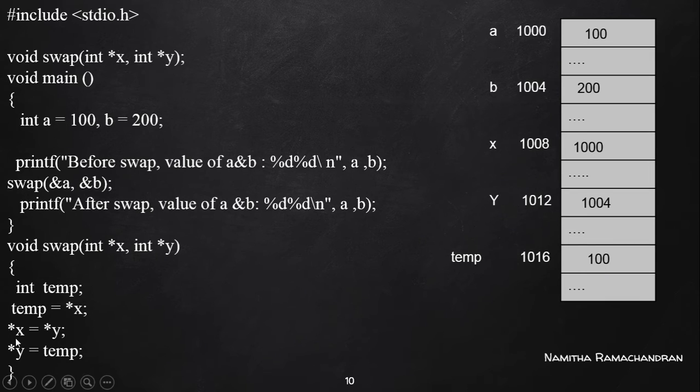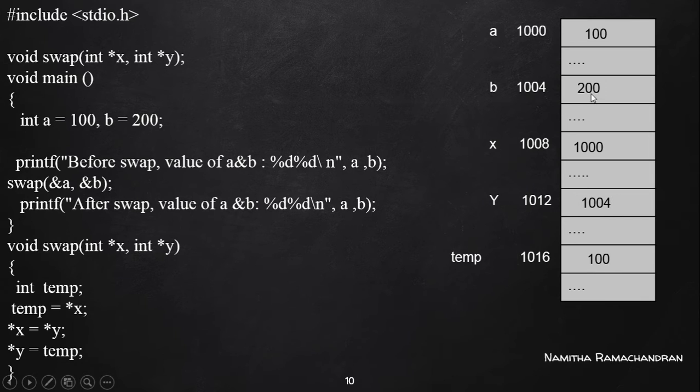Next is star X equal to star Y. That means X is pointing to this address location, and star X means the value at this address location. So now we can rewrite the value at this location. This 100 is replaced with the value at the address location represented by Y. Y is pointing to the location where we get the address of another variable, that is 1004. Star Y indicates the value at this particular location.